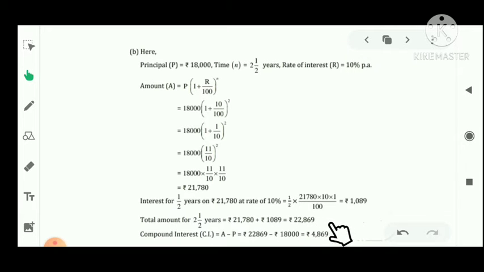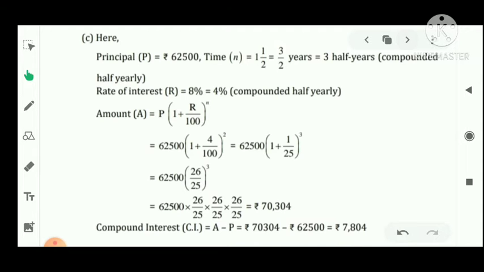22,869. And then students, like the previous question, you have to find out the compound interest, that means A minus P. A's value is 22,869, and P's value was 18,000, and after subtracting, its value will be 4,869. Similarly students, let's see the C part.